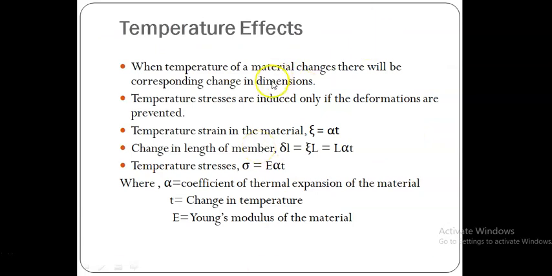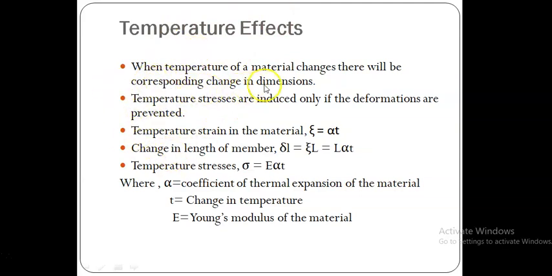So when the temperature of a material changes, there will be a corresponding change in dimension. Here any material or any member may be subjected to temperature stresses and temperature strain. So because of that effect of temperature, how can we find the temperature strain and temperature stress? Let us see that part in this area.